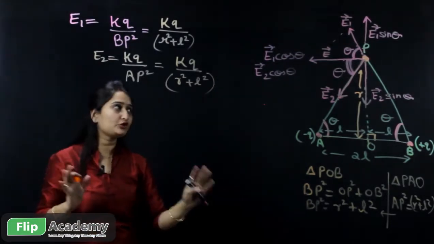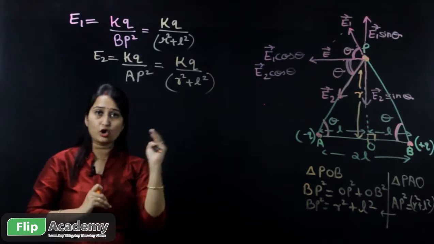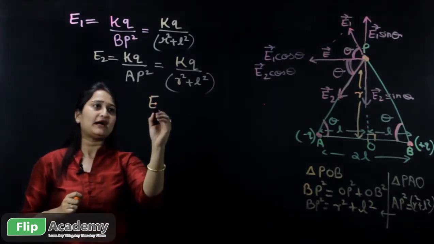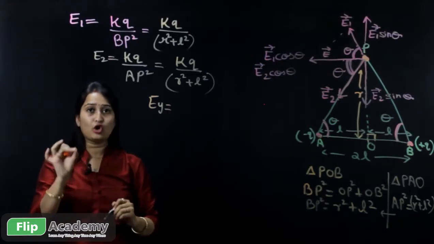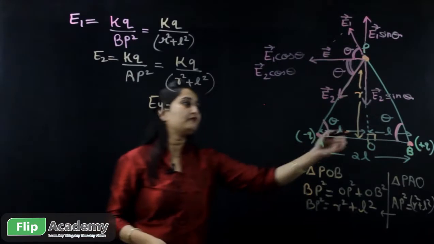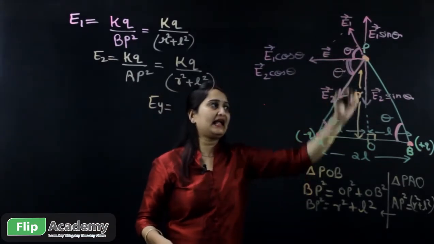Now, we have already resolved E1 and E2 into their horizontal and vertical components. Now you have to find EY. EY is the resultant of the vector E along the y-axis. What is your y-axis? Y-axis is your vertical axis.